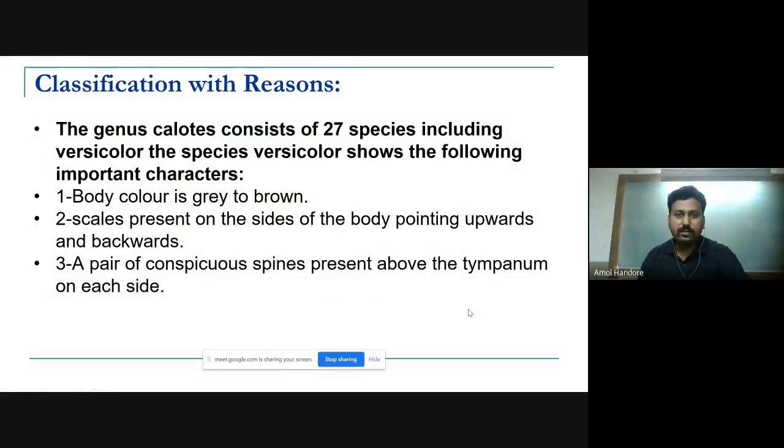Okay, so in all there are around 27 species that the genus Calotes has, and out of them we are going to stick to only one species, that is versicolor. So why is it classified into species versicolor? Because the body color is gray to brown, the scales of the body are present on the sides of the body pointing upward as well as backwards, and it shows a pair of conspicuous spines present above the tympanum on each side.